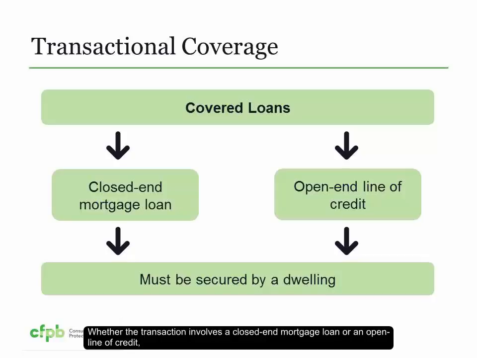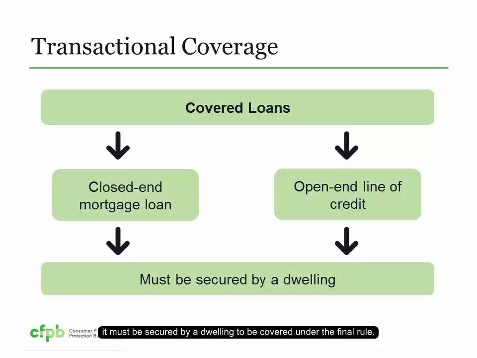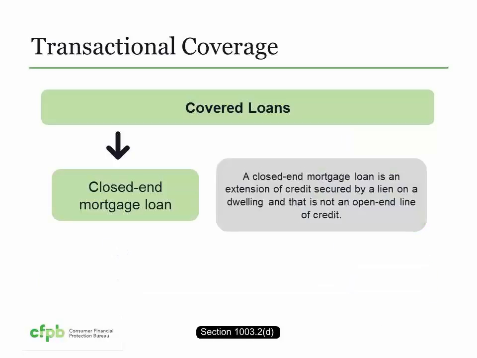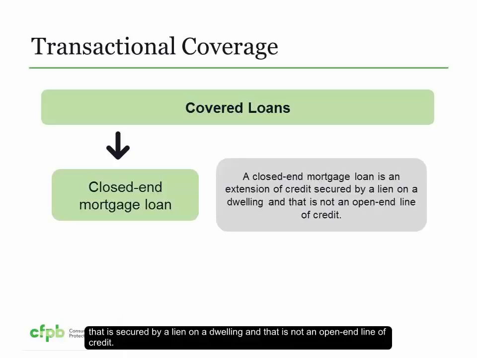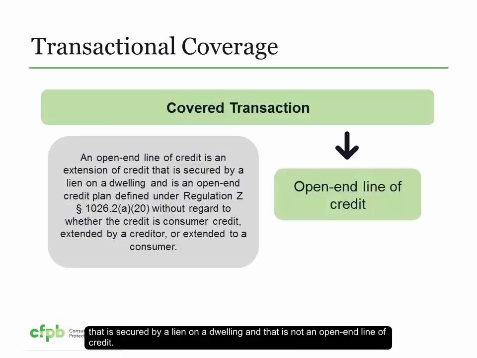Whether the transaction involves a closed-end mortgage loan or an open-end line of credit, it must be secured by a dwelling to be covered under the final rule. Section 1003.2(d) defines a closed-end mortgage loan as an extension of credit that is secured by a lien on a dwelling and that is not an open-end line of credit.